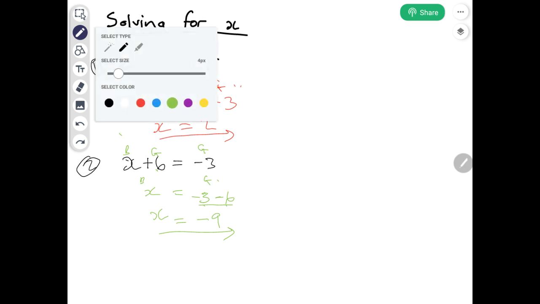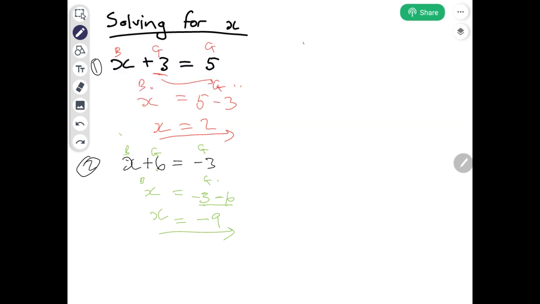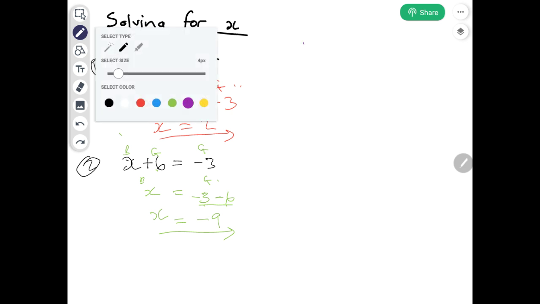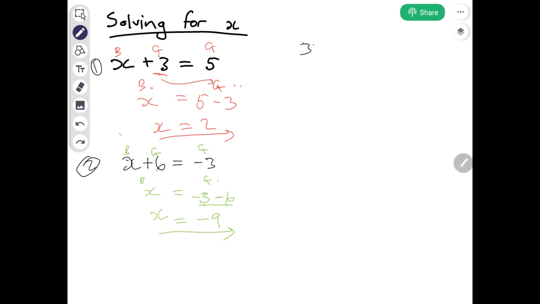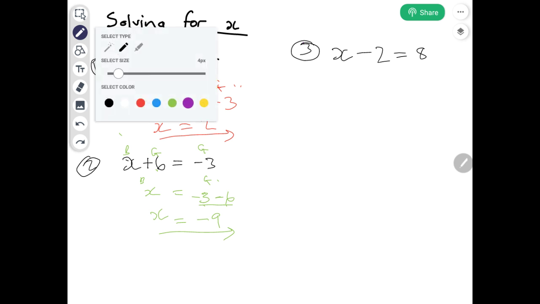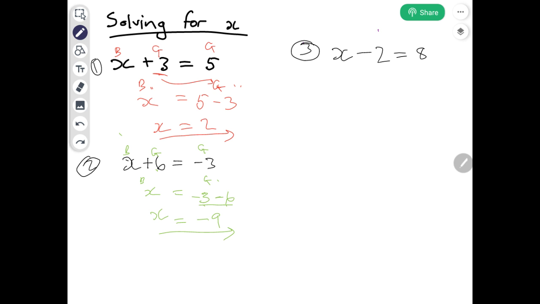Alright, and then the next one, which will be number 3, we have maybe x minus 2 is equal to 8. So same thing applies again. You have to separate the boys and the girls. This here will be a boy, this will be a girl, this will be a girl. So this side is for girls, this side is for boys. So you separate the girls from the boys.